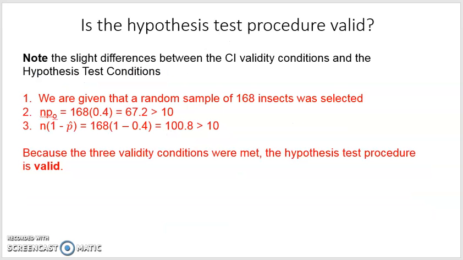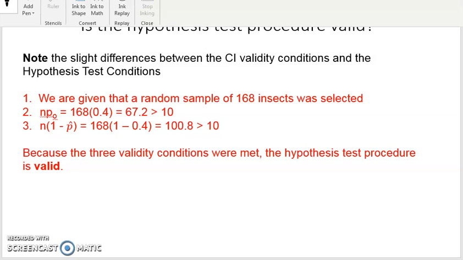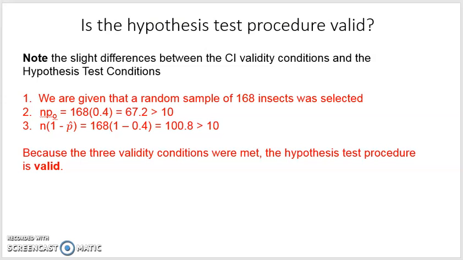Lastly, we want to check the validity anytime you conduct a hypothesis test. And notice that there's a slight difference between validity for a proportion hypothesis test and a proportion interval. We're given that there's a random sample of 168 insects. Remember, talk about it in the context of the problem. This is where the validity procedure differs slightly from the confidence interval.